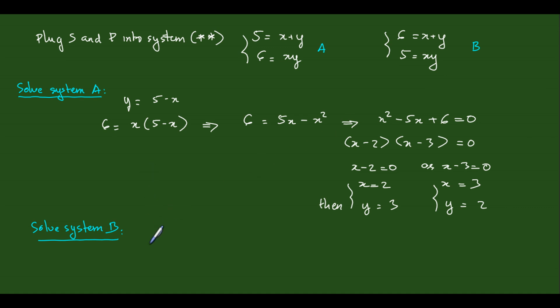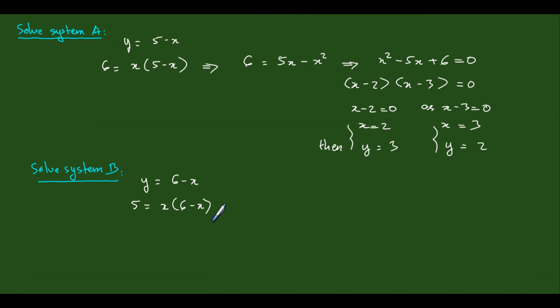I'm gonna solve y in terms of x, so y equals 6 minus x, right? Then I'm gonna plug into the second equation. So you have 5 equal to x times (6 minus x). So we have 5 equal 6x minus x squared. If you reorder them, you have x squared minus 6x plus 5 equals 0. And you can factor. So you have (x minus 1)(x minus 5).